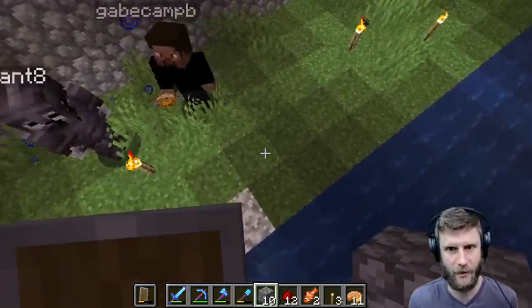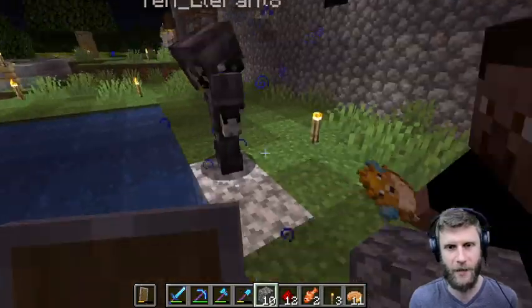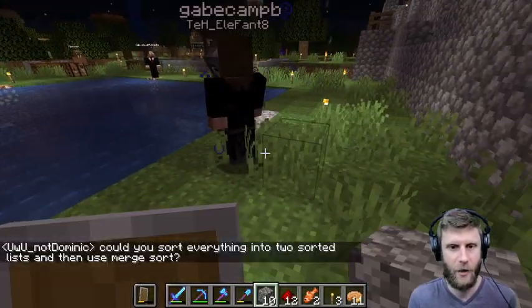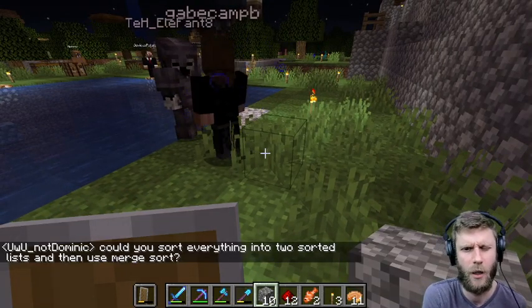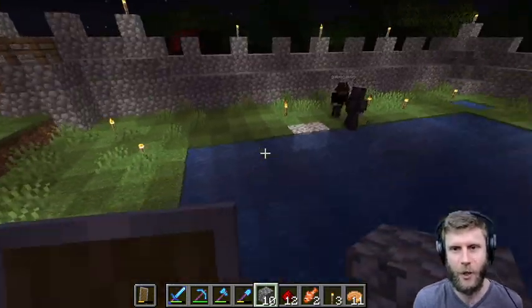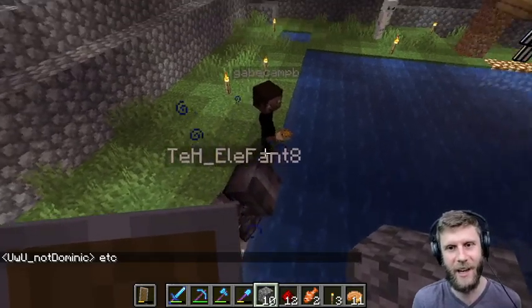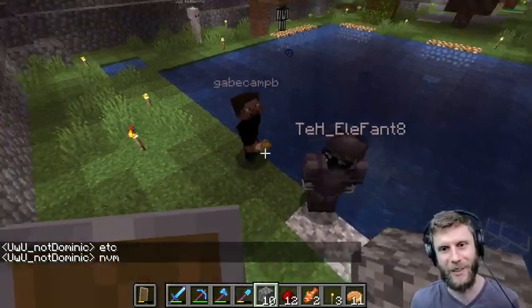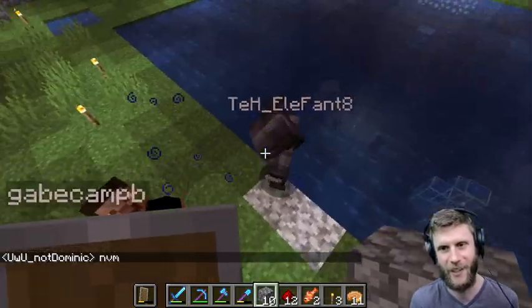Now, stand like there. No, Gabe, you're fine. I'm getting T to stand. Could you sort everything into two sorted lists and then use merge sort? Well, I think you'll see something interesting. So right now, I have one. Guys, I need you to stay in order because you're ruining the rule. So Gabe, stand like here, and T, there we go.